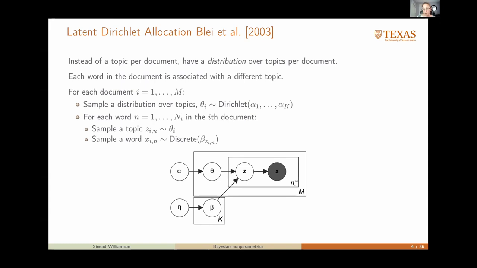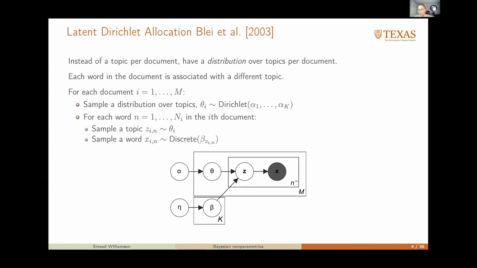If you've seen plate notation before, this is another way of representing that. Here we have a box with K in it and beta inside that. That shows that we have K separate distributions over words, beta 1 through beta K, all with shared hyperparameter zeta. Then we have M documents, that's this top box. Each of those has a separate distribution theta over topics. For each word in that document, that's this internal box, we sample a topic from that document-specific distribution, then look at the corresponding beta and sample a word from that beta. That gives us our observations for the documents, up to some ordering.